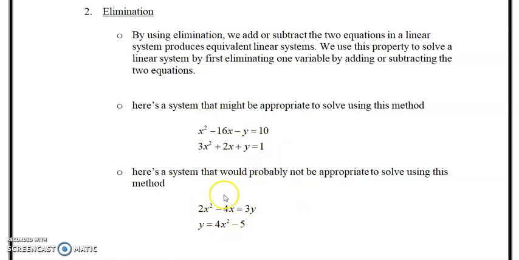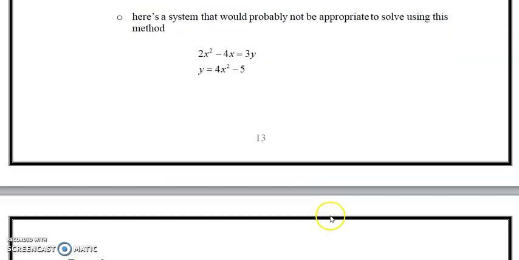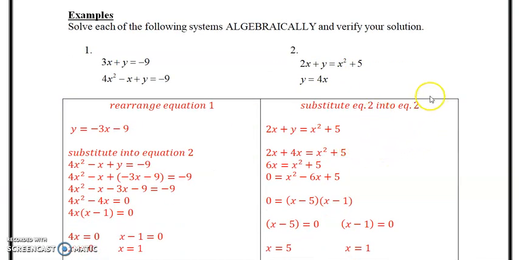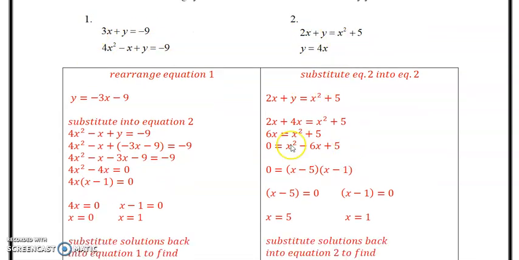And then this one here will be better for substitution. So take the y and put the second equation into the first one here, y in terms of x, right? So I think that's important. So I'll do a few examples. It says, example, solve each of the following systems algebraically and verify your solution. So this left column is question 1, and this right column is question 2.